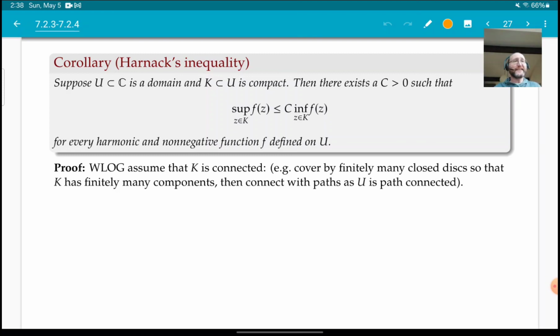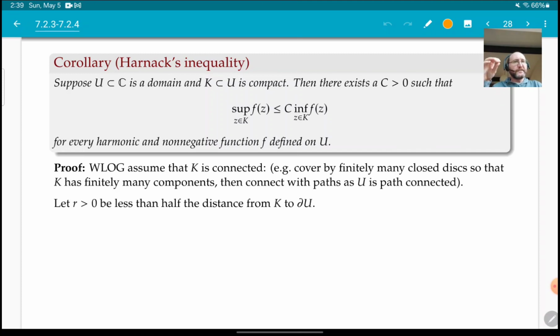Because once you have finitely many components, U is path connected. You could connect these finitely many components by path. So there's going to be a K that contains your smaller K that is actually connected, because U is connected, right? So let's just assume that K is connected.